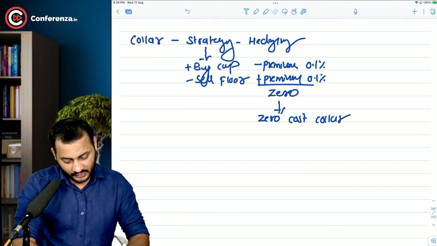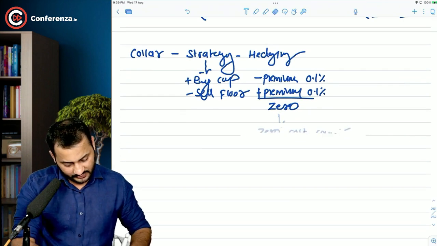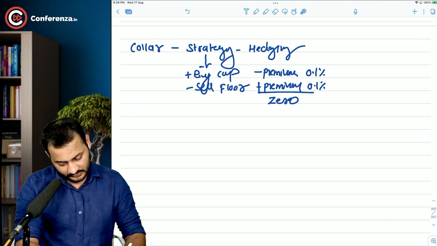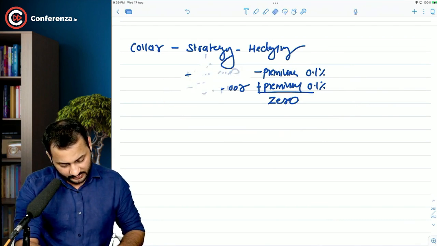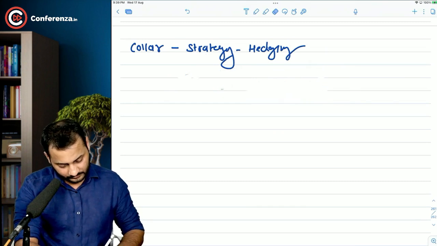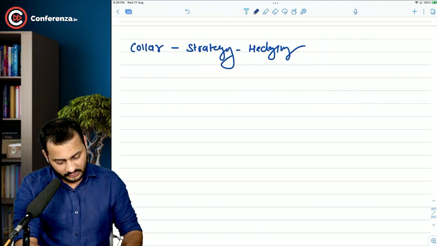Okay. Another situation. I will just explain that. There are two different types of collars. Let me just present it in a better way. So what happens in the collar strategy?